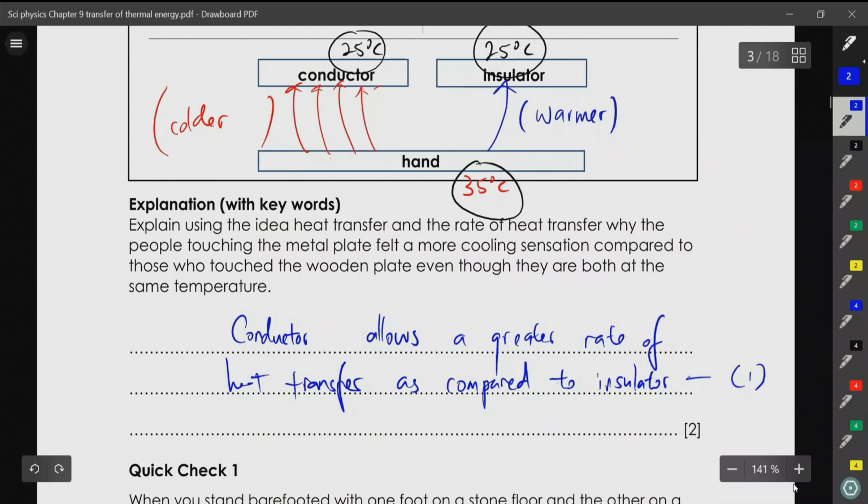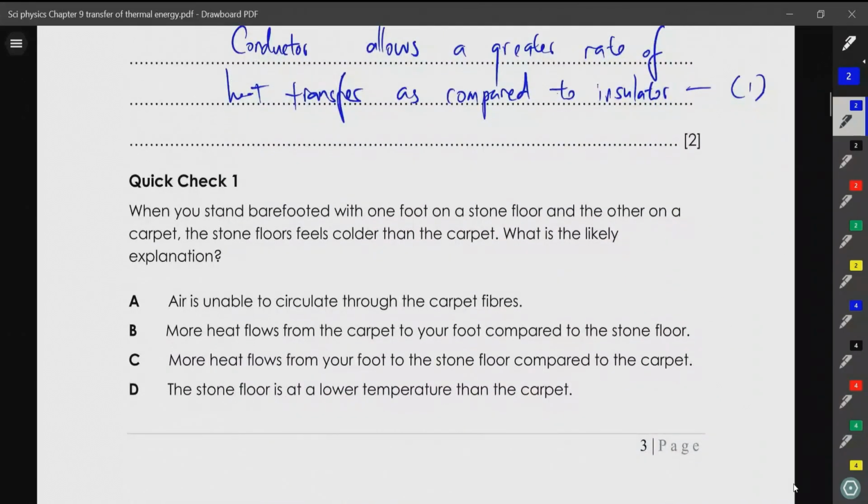Now the other point that you will be getting is when you mention why you feel a cooling sensation. The cooling sensation comes when heat is transferred out from your body, right? So if heat is transferred at a faster rate or greater rate, you're going to feel a greater cooling sensation. And for quick check 1, if you need to pause the video, please pause.